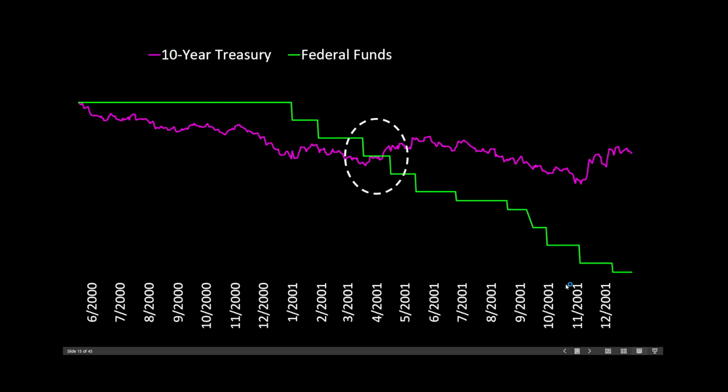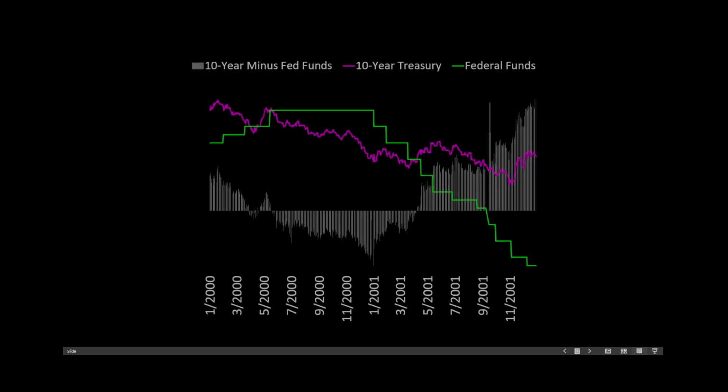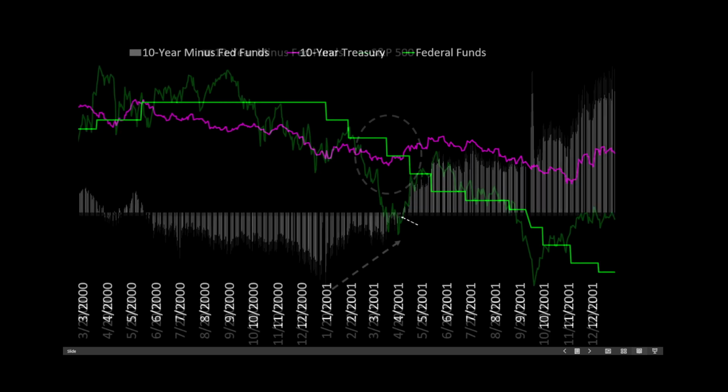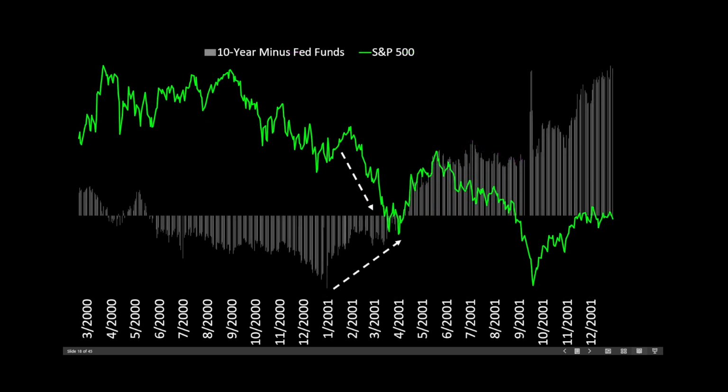cut rates back below the 10-year bond, and we see stocks. Well, first of all, we see the spread turn back positive at this point here. The spread turns positive as interest rates fall back below the 10-year bond. And that sparks also the beginning of the stock market sell-off, or coincides with it. The stock market sell-off actually starts while the spread is still negative, but when the negative spread starts to contract.